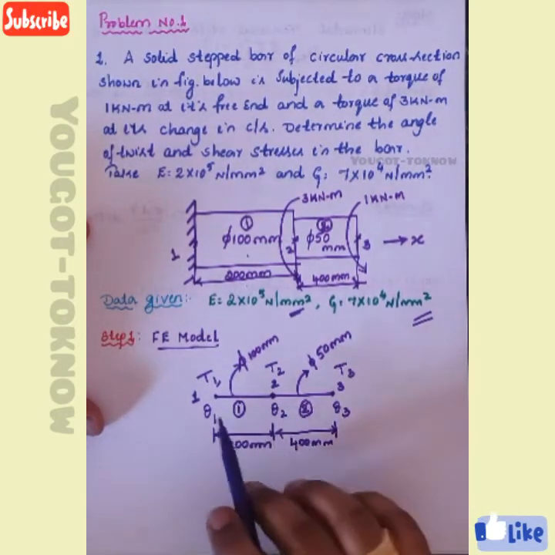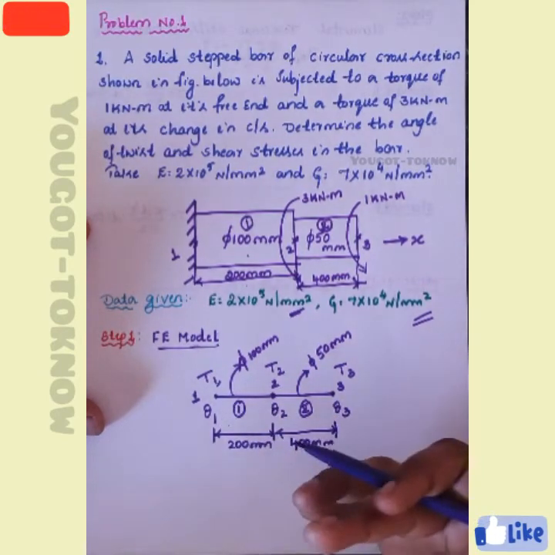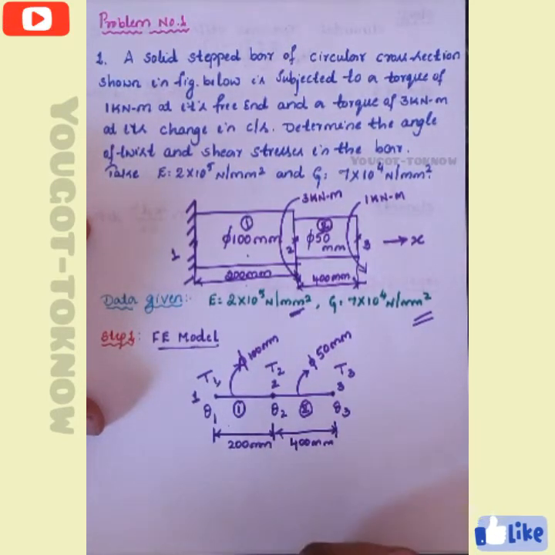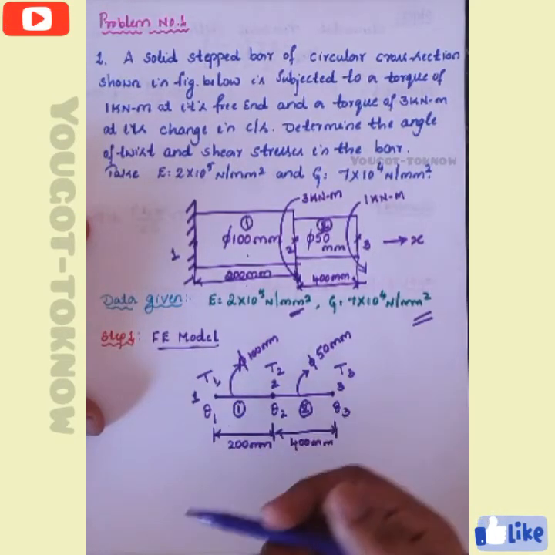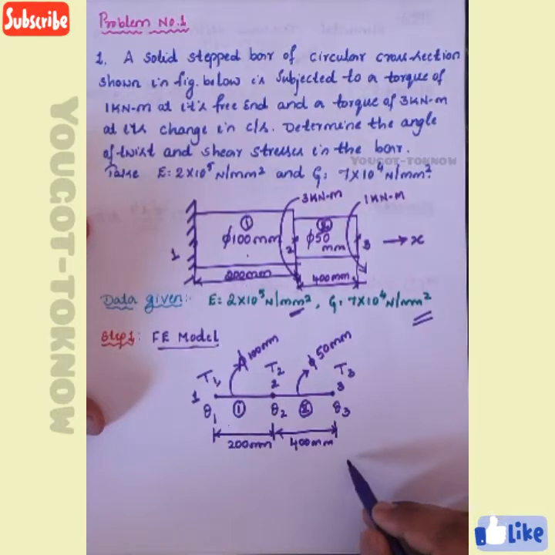Similar to your bar element, where we use F1, Q1, F2, Q2, F3, Q3. Now, what are the parameters here? See, torque and theta are your parameters, the field variables. That means the variables will be your T1 and theta. This is called formulation of the finite element model, or converting the continuum into a finite element model.